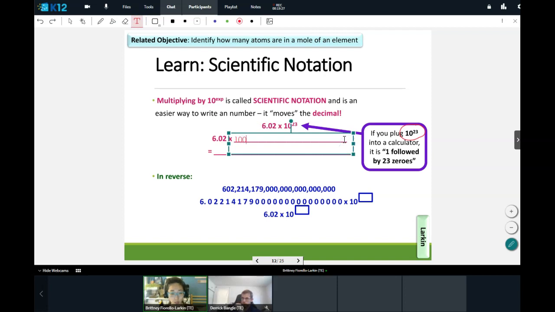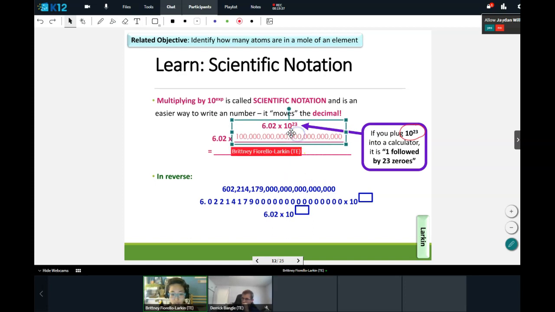It'd be 1 followed by 23 zeros. Okay, so a really, really big number. Again, you could prove that to yourself just by plugging it into a calculator. Smiley face emojis in the chat if that makes sense.